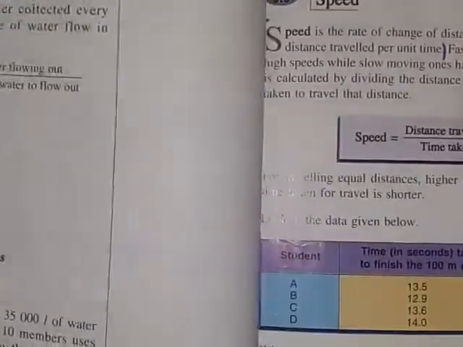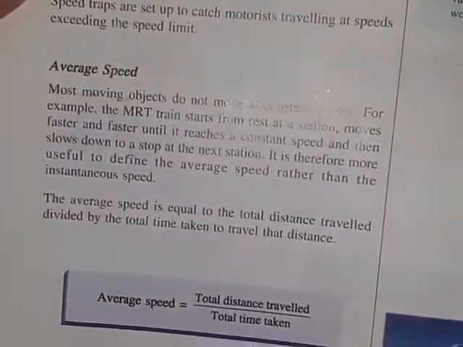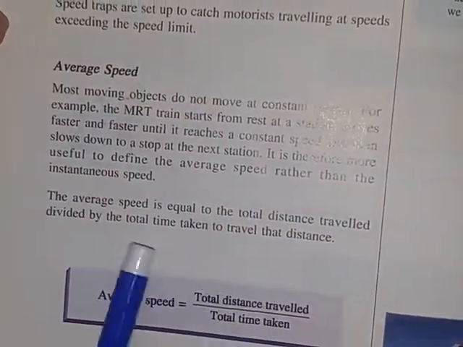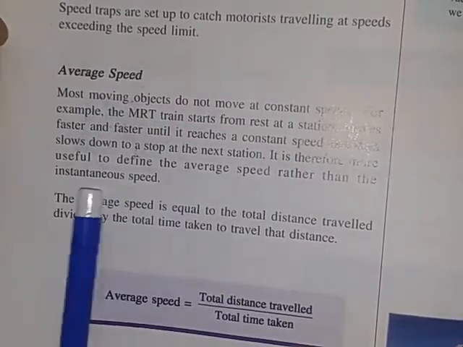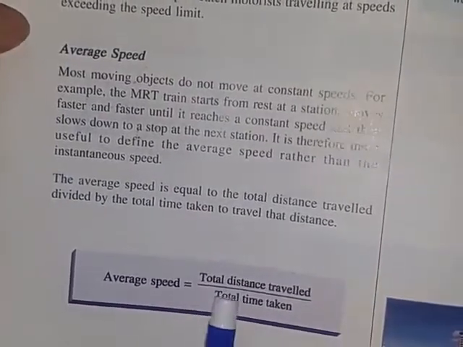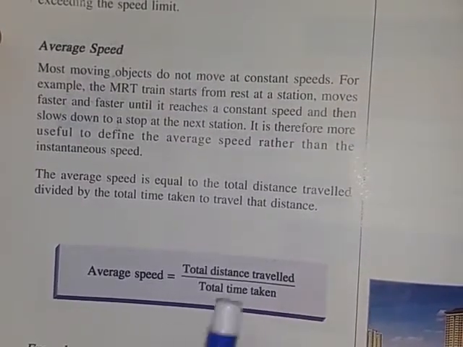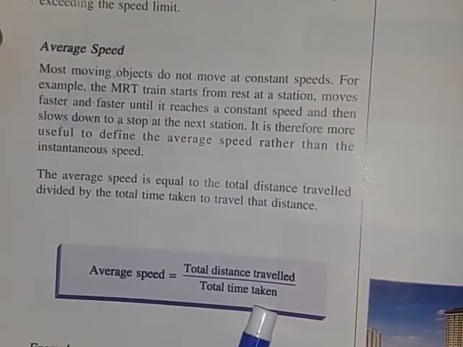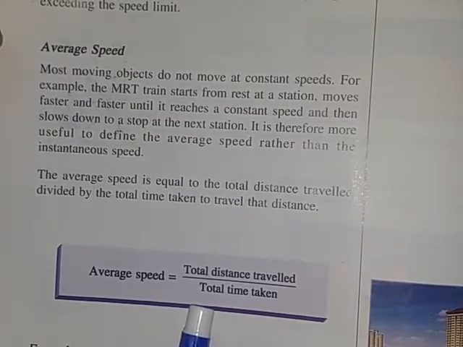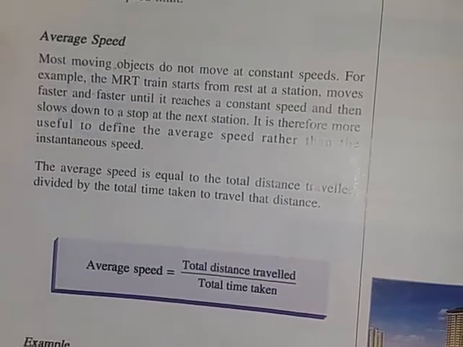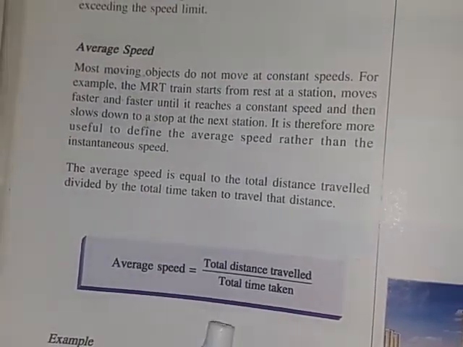Turn the page, students. Here is the topic average speed. What is meant by average speed? Students, average speed means total distance traveled, that is how much distance is traveled by an object, divided by total time taken in traveling from one point to another. So this is the formula of average speed.